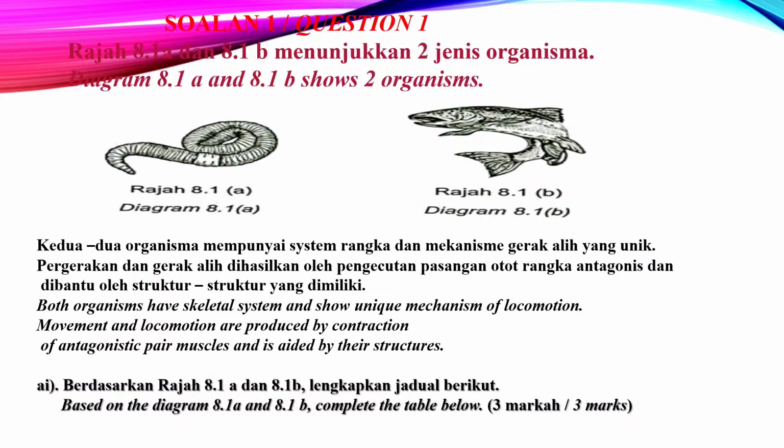Right, let me do the exercise. So we start with the first question. Diagram 8.1 and diagram 8.2 show two organisms. Both organisms have a skeletal system and show a unique mechanism of locomotion. Movement and locomotion are produced by contraction of antagonistic pair muscles and are aided by their structure. Based on diagram 8.1a and 8.1b, complete the table below.